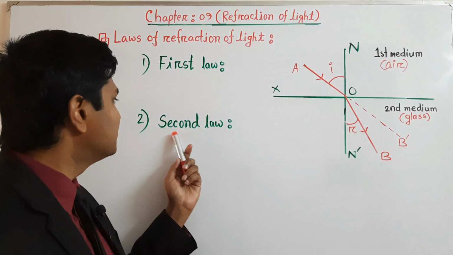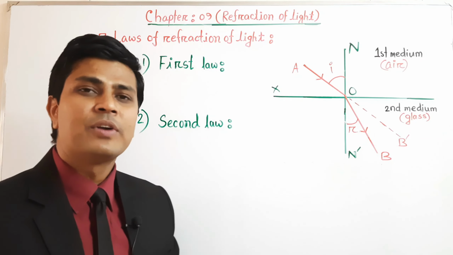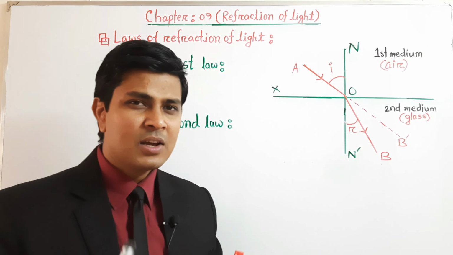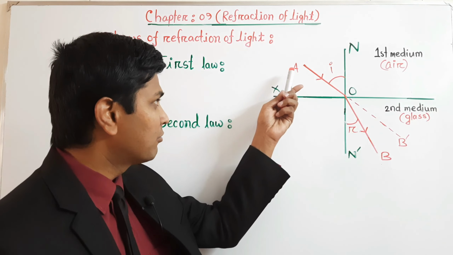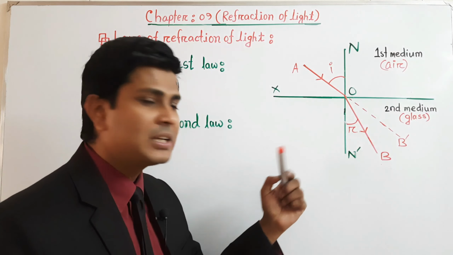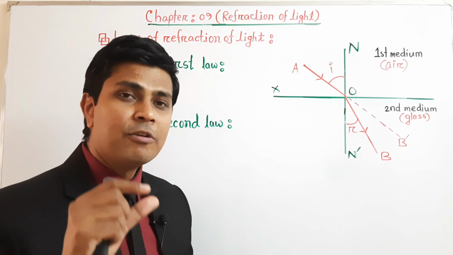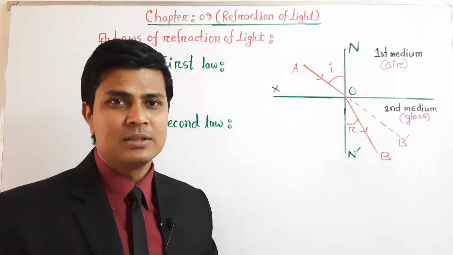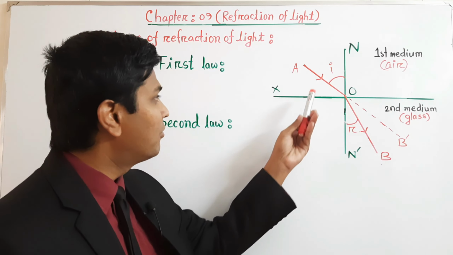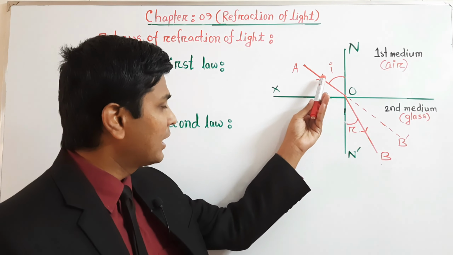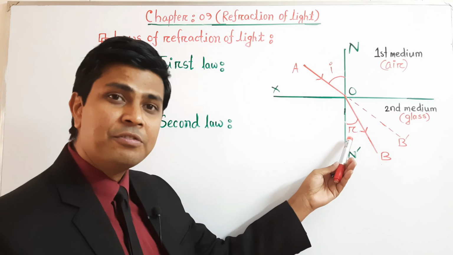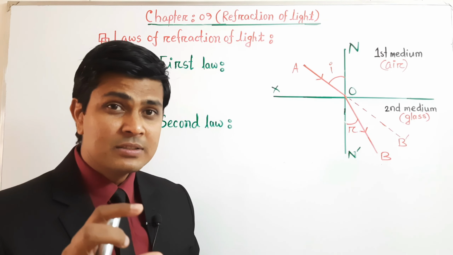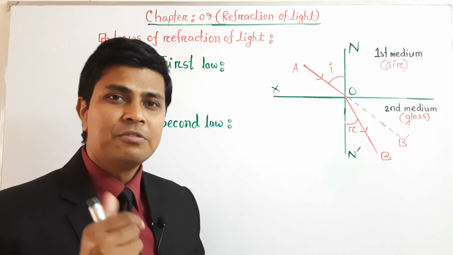Now let's explain the second law of refraction. The second law of refraction is: when light travels obliquely from one transparent medium to another transparent medium, then for fixed color of light and for fixed pair of media, the ratio of sine of incident angle and sine of refracted angle remains constant. This constant is called refractive index.